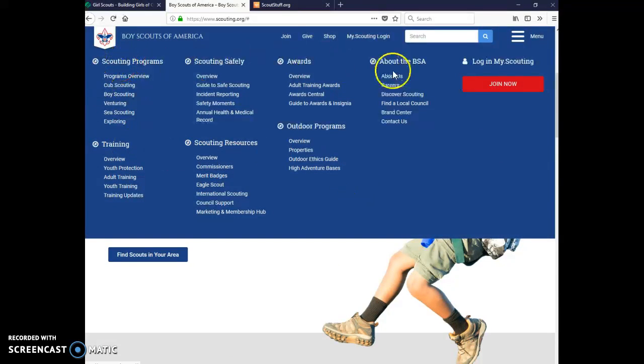Most importantly, it is categorized nicely in different categories: scouting programs, training, scouting resources, and then you can go down through the directory and see Boy Scouting, Cub Scouting, training. And then for example, if I am an adult and I want to find my section, so about is here.